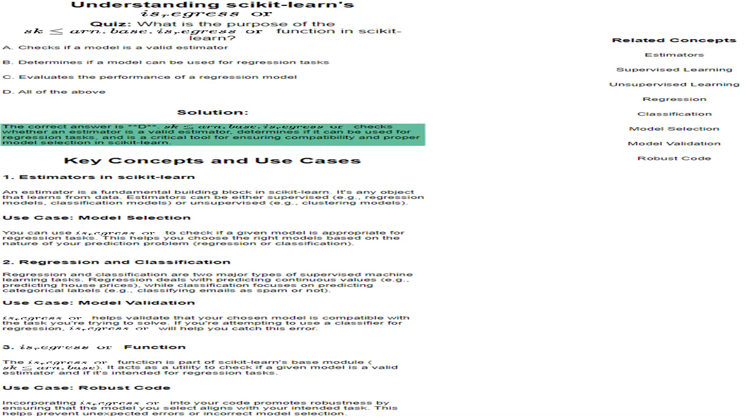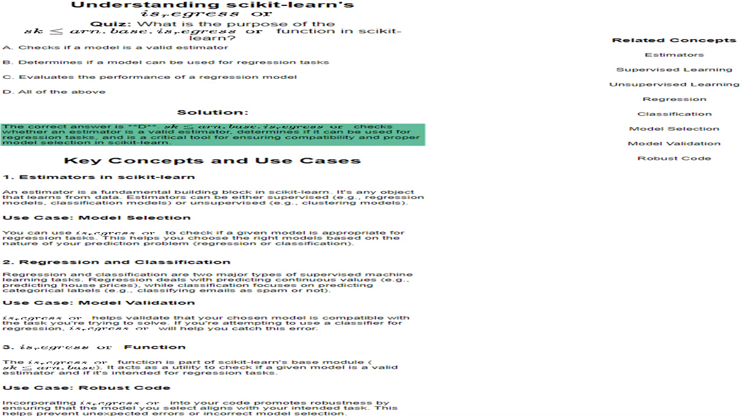The correct answer is D. sklearn.base isRegressor checks whether an estimator is a valid estimator, determines if it can be used for regression tasks, and is a critical tool for ensuring compatibility and proper model selection in sklearn. True. The primary purpose of isRegressor is to determine if a model is suited for regression tasks. Regression involves predicting continuous values, like predicting house prices based on various features.